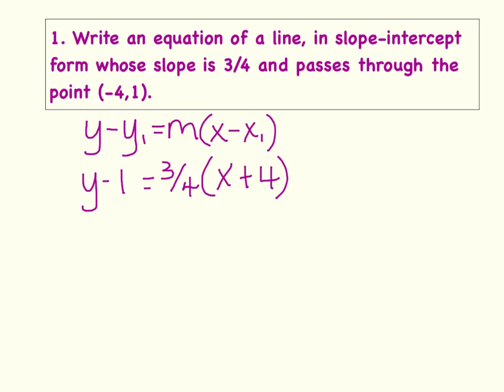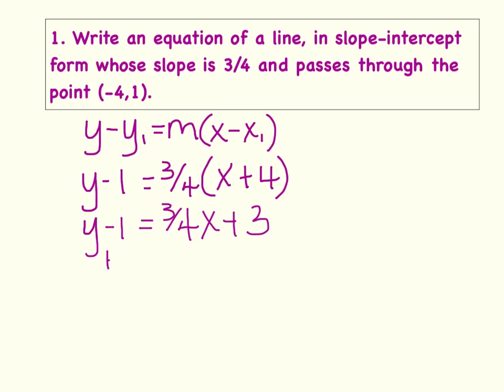Now that we've written it in point-slope form, we are ready to solve this equation for y. And it's very simple to do. So let's get started on that. I'm not doing anything at first with the y minus 1 because I'm going to do the distribution of 3/4 times x and 3/4 times 4. So 3/4 times x would be 3/4 x, and 3/4 times 4 is 12/4. And 12 divided by 4 is 3, so I'm going to write plus 3.